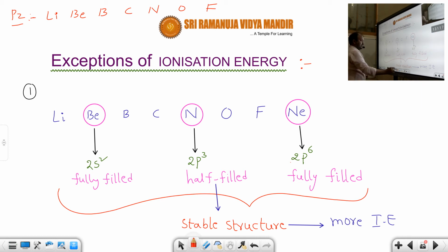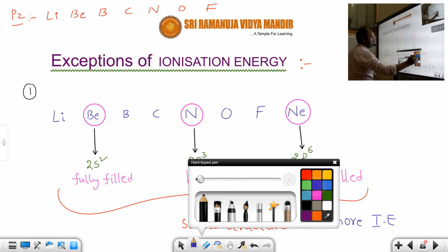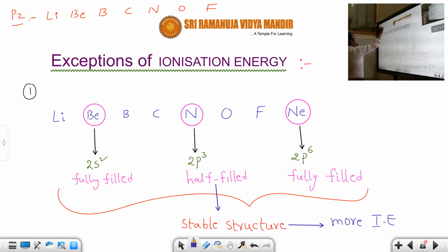What I said is that in the periods, moving from left to right, ionization energy values increase. Compared with lithium, beryllium has more IP. Compared with beryllium, boron has more IP. After that, carbon more IP, nitrogen more IP, oxygen more IP, fluorine has more IP. This is the general trend. But what we are discussing here are exceptions. Some concept is involved here.